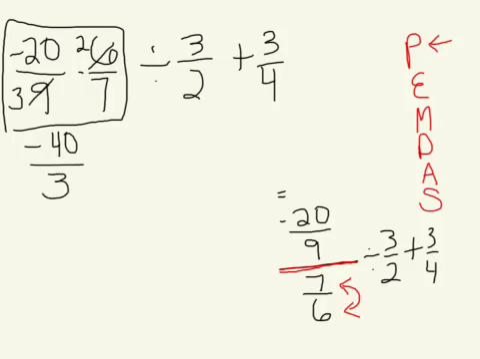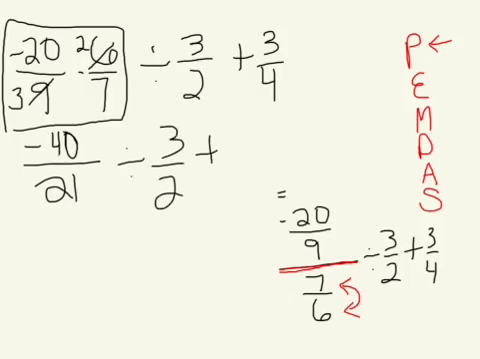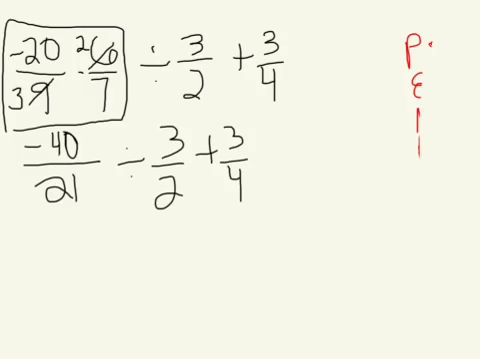Oh, sorry, 3 times 7. My mistake. So it's actually negative 40 over 21 divided by 3 over 2 plus 3/4. Alright, so let's make a little bit more space. Negative 40 over 21 divided by 3 over 2 plus 3/4.